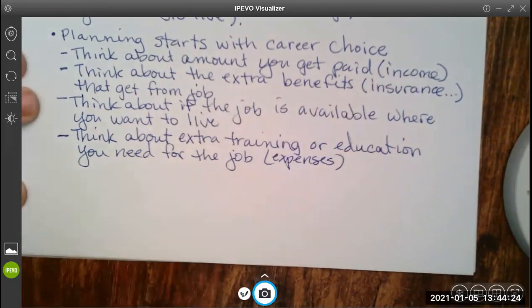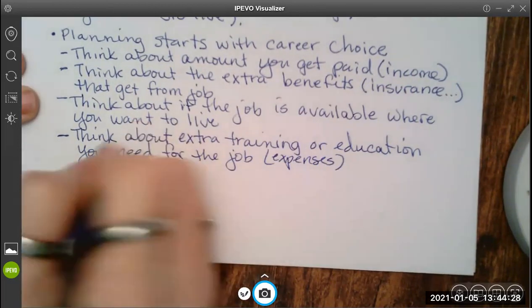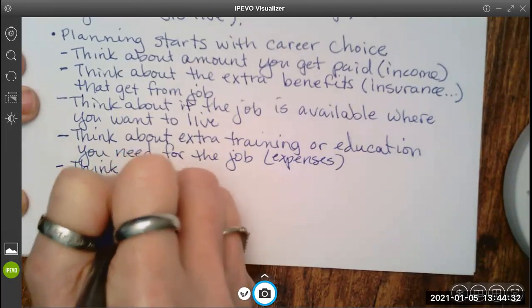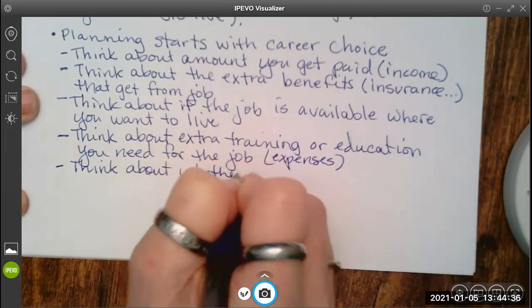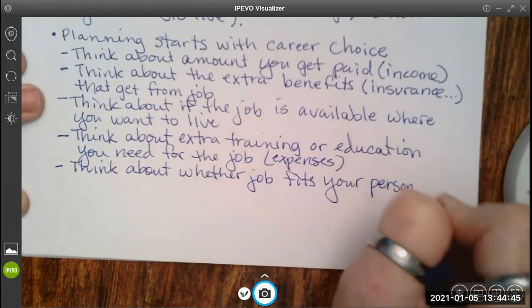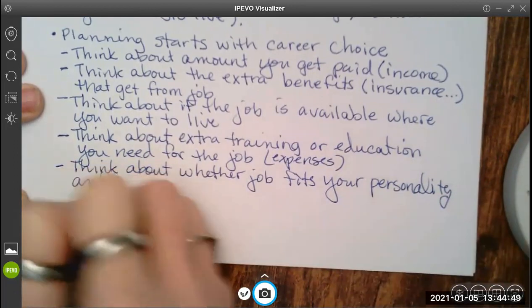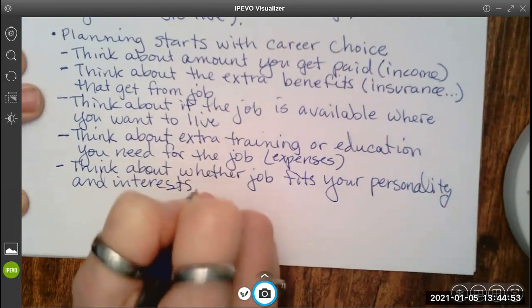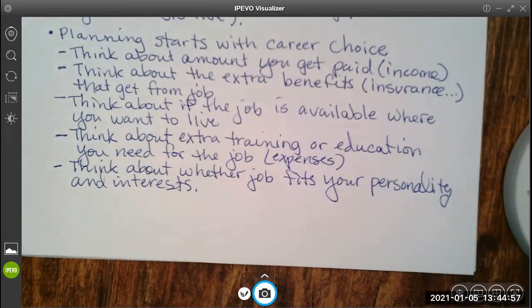Okay. The last and actually most important one you need to think about is whether the job fits your personality and interests. Okay. And the reason why it is better to take a slightly less paying job if you love the job than to take the job where you make a lot of money and you hate it is you spend more of your life at your job than you do in other places. You do not want to be miserable for the biggest portion of your life. Okay.